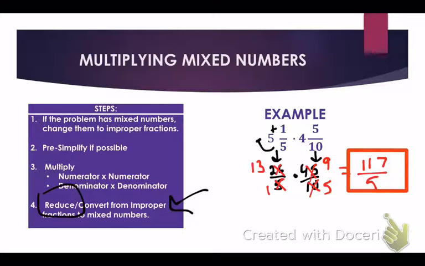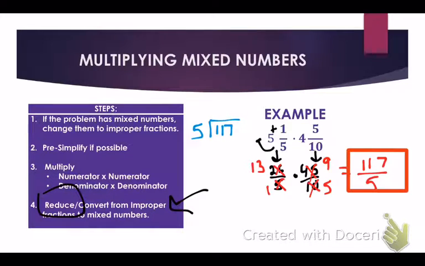And if you look at step number 4, it needs to be converted back to a mixed number, because our answers have to end up as a mixed number. We can never leave an improper fraction. So what do we do? Well, in order to convert an improper fraction back to a mixed number, we do division. So we're going to go ahead and put the top number inside the box, always the top number. We've got 117, we're going to divide that by 5.